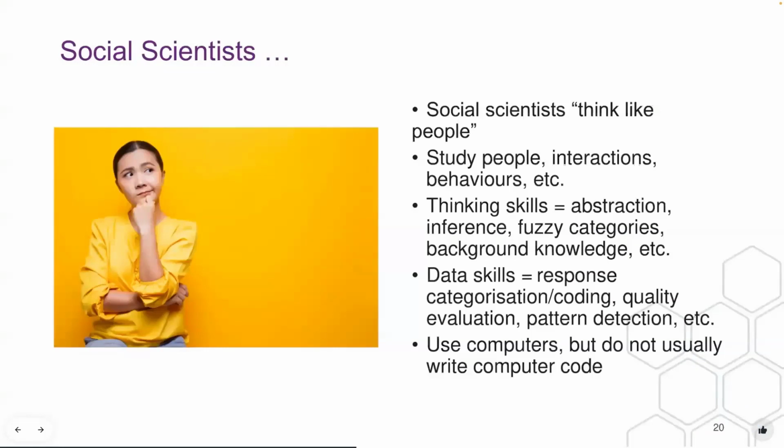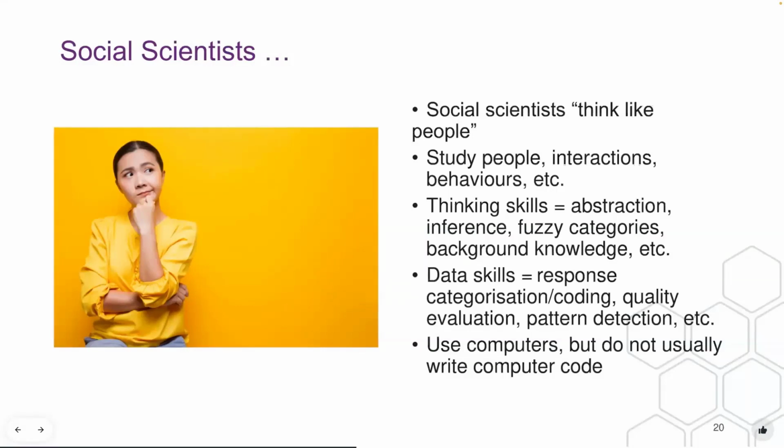Okay, so we're going to talk a bit about how to become a computational social scientist. And first, we're going to start by covering what a social scientist is. So social scientists think like people. And what I mean by this is that they use a lot of human type thinking skills like abstraction, inference, and they understand fuzzy concepts and background knowledge. And generally, as a social scientist, you don't shy away from grey areas or overlapping categories. And these are just part and parcel of being a social scientist.